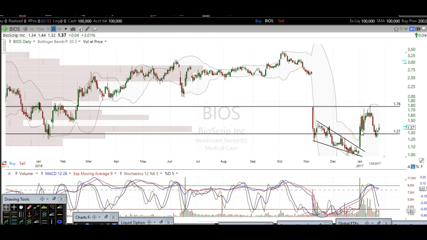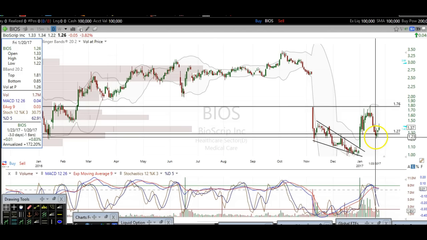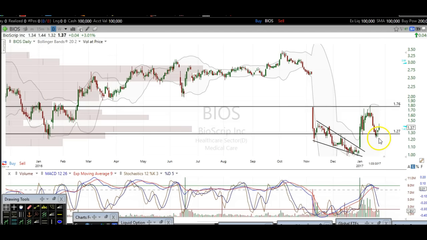So you can see that this was a false breakdown, and that usually leads to big moves in the opposite direction. So the direction here is down, false breakdown, we broke out over here, so more than likely we should see a move up on BIOS, and you can see it bounced off of this support now, again, 127. You really want to have BIOS stay above these lows here.